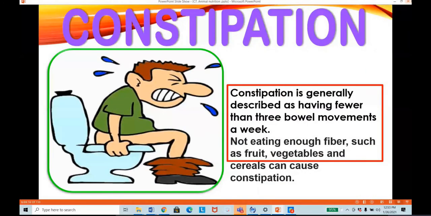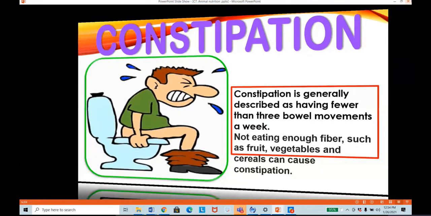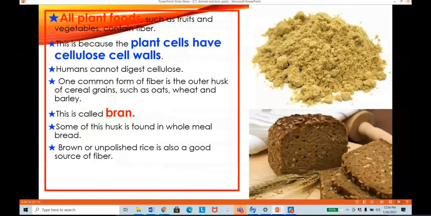Alright, so as you can see in this picture, constipation is generally described as having fewer than 3 bowel movements a week. Ideally, you need to clear your waste from your body every day, or at least once in 2 days. Otherwise, if it is less than that, then it might lead to serious conditions like constipation or bowel cancers in future. Okay, so not eating enough fiber such as fruits, vegetables and cereals can cause constipation. So this is another example of how important it is to include fruits and vegetables in your diet.